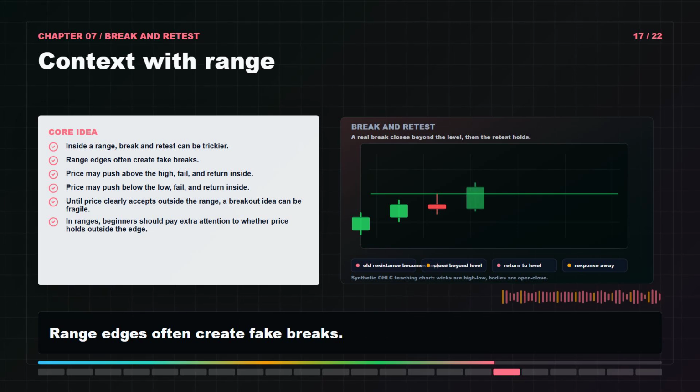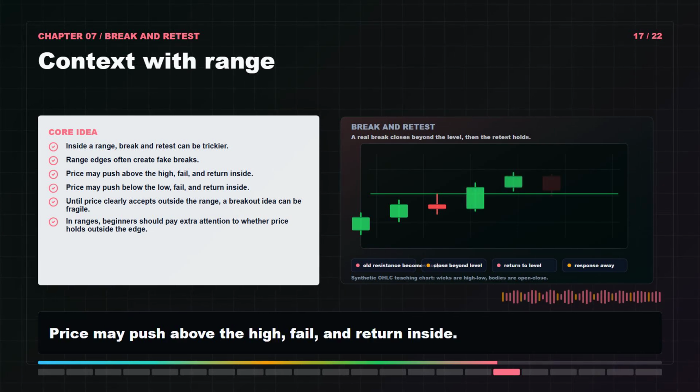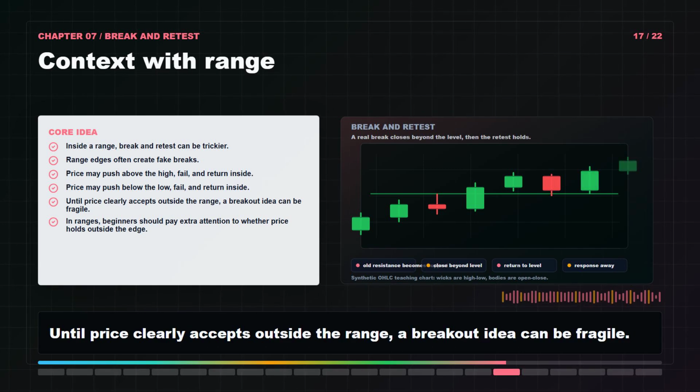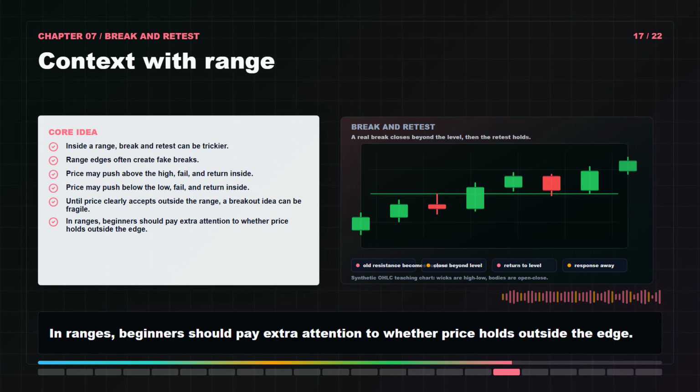Inside a range, break and retest can be trickier. Range edges often create fake breaks. Price may push above the high, fail, and return inside. Price may push below the low, fail, and return inside. Until price clearly accepts outside the range, a breakout idea can be fragile. In ranges, beginners should pay extra attention to whether price holds outside the edge.